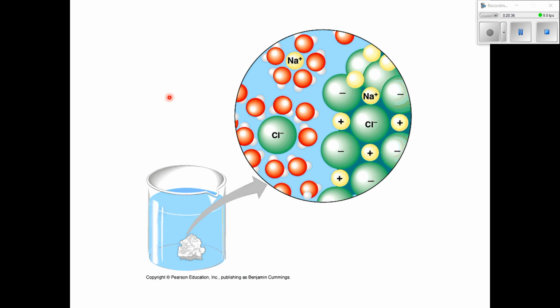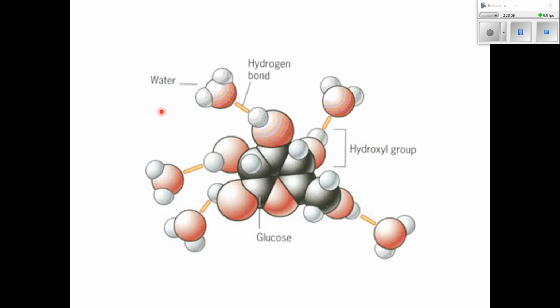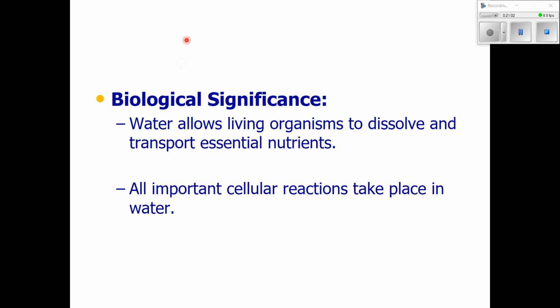So water is a very effective solvent. Why is water such a good solvent? Because water molecules have slight positive and slight negative charges, which allows them to be attracted to, and to pull on, polar and ionic compounds like sugars and salts. And so why does this matter? Biologically, what is the significance of this? Water allows living organisms like plants and animals and us to dissolve and transport essential nutrients.